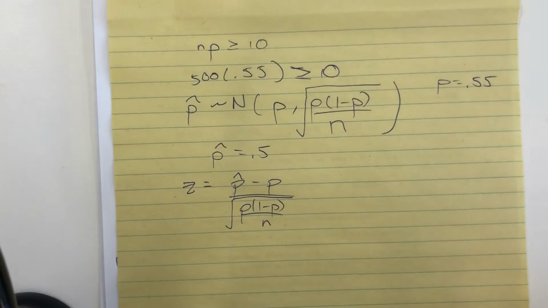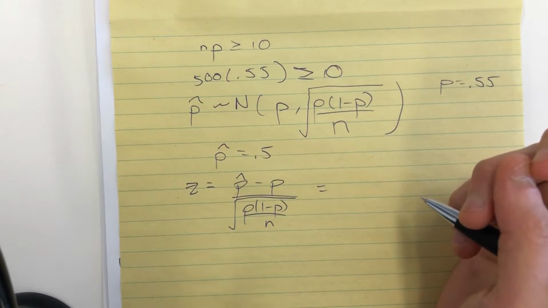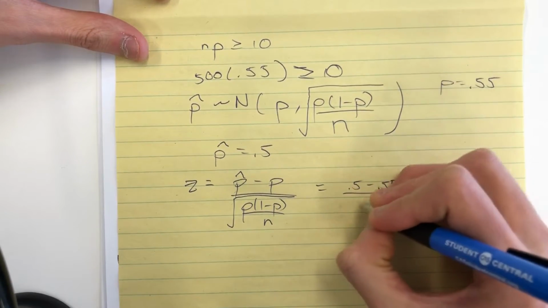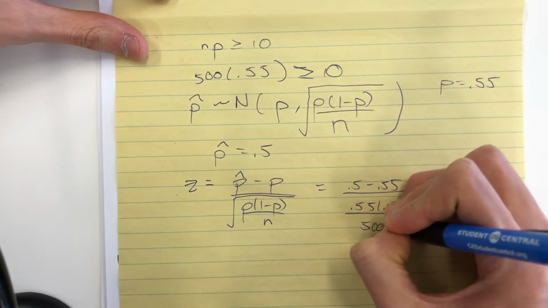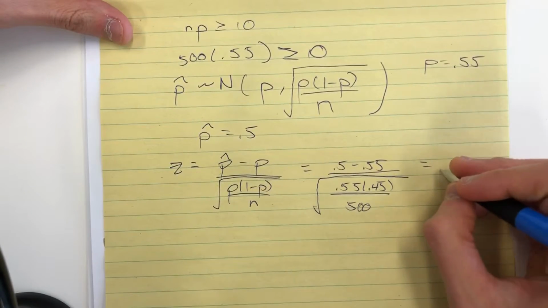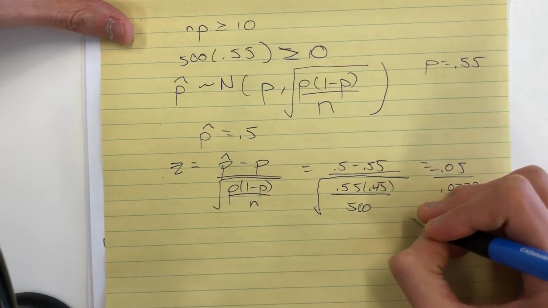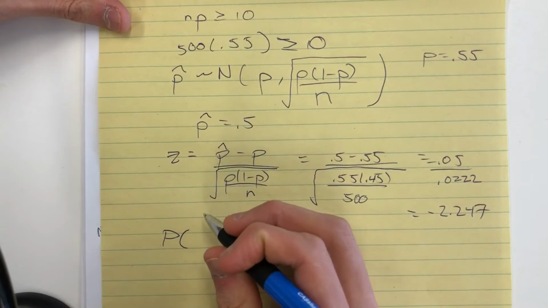You don't need to memorize the formula for the Z value of a proportion, since it'll be given to you on the quiz and final exam. So that'll be 0.5 minus 0.55 over the square root of 0.55 times 0.45 divided by our sample size. That'll be negative 0.05 over 0.0222, which is negative 2.247.